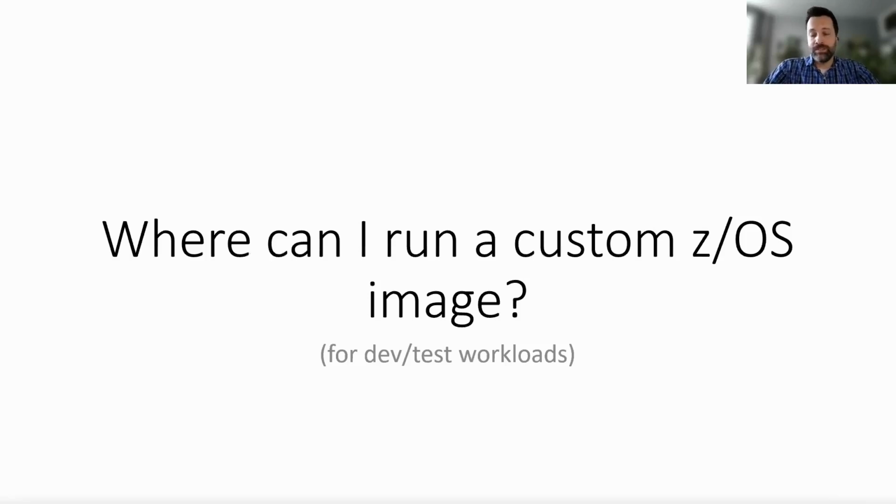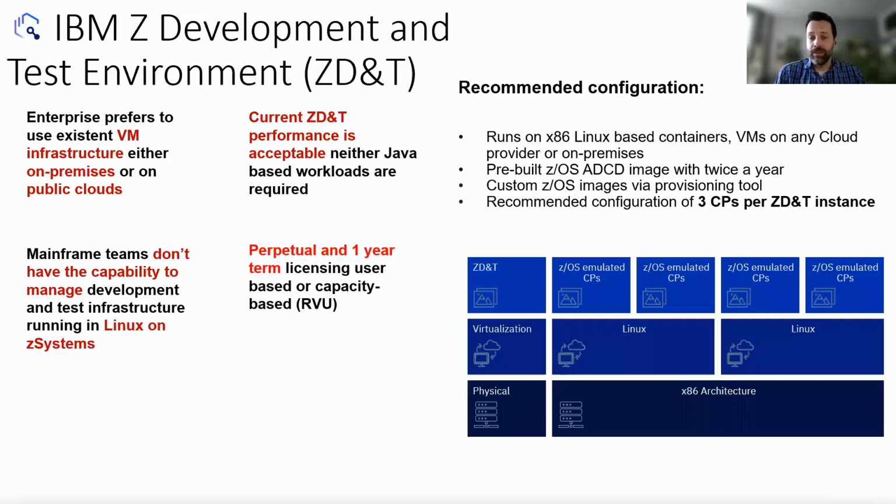So then the next part is really just more on the product side of it: where can I run these custom zOS images? And again, this is all just for dev test workload, not for production. Production, of course, for any of these products is not allowed from a licensing perspective. We've got a variety of different offerings, and I won't go into these too deep, but if you're certainly more interested in these, you could shoot me an email or ask in the chat here, and I can talk to them a bit more.